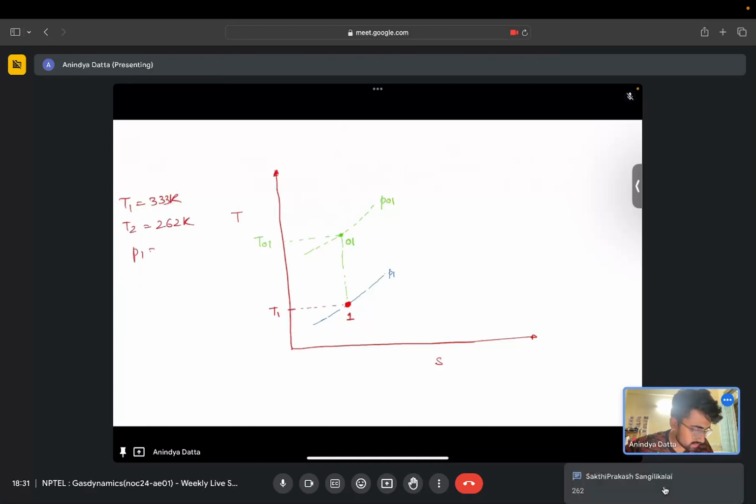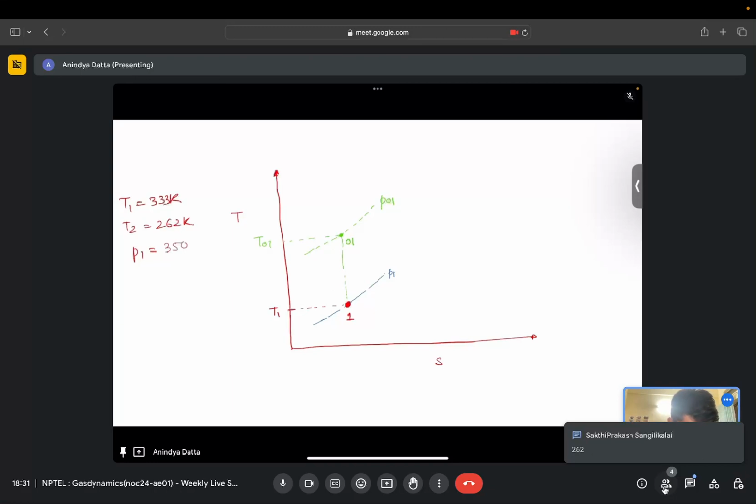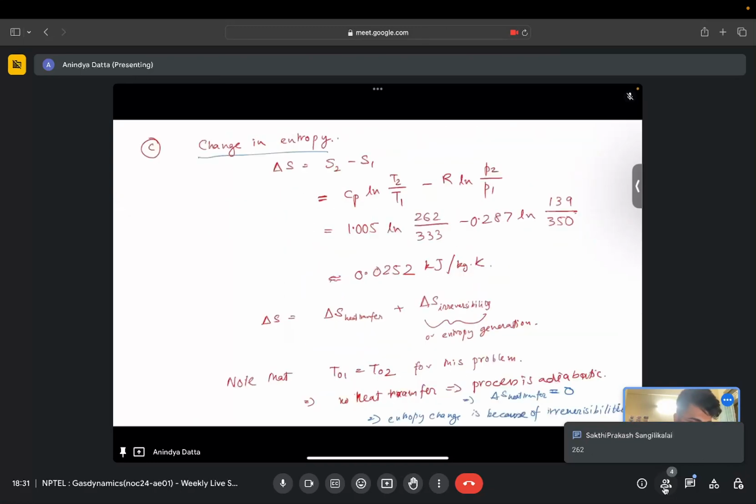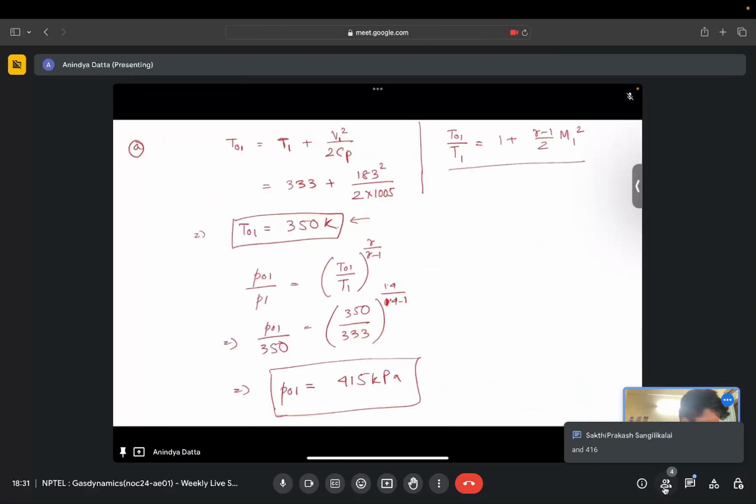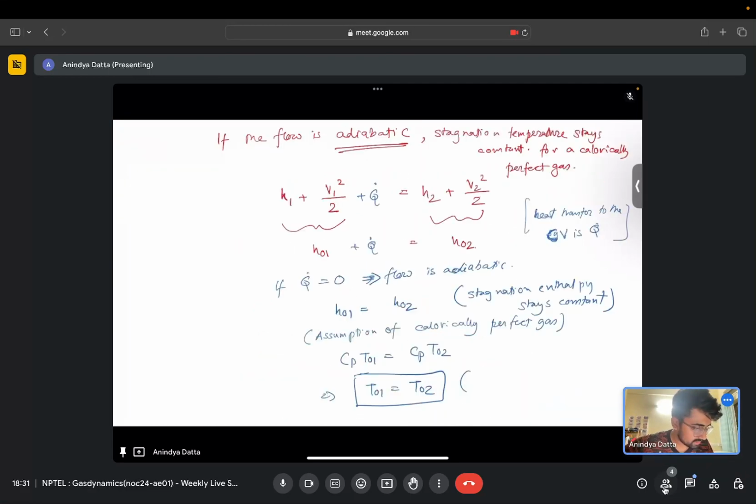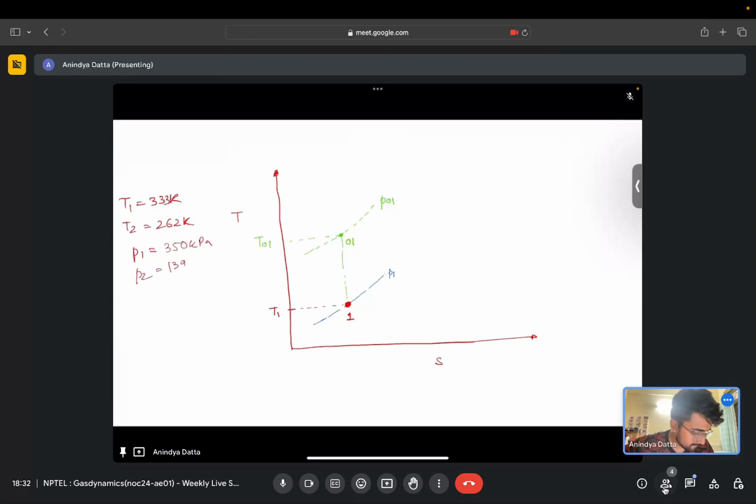P1 is 350 kilopascal, and P2 is 139 kilopascal. So state point 2 will lie slightly below state point 1. That makes sense, because T2 is less than T1. So this will be my state point 2.